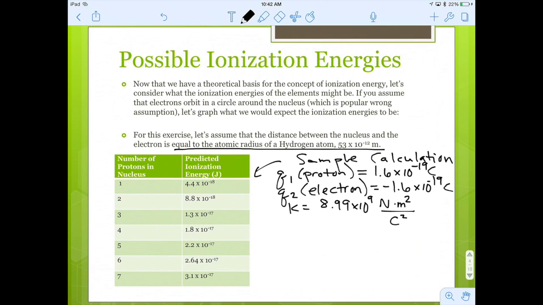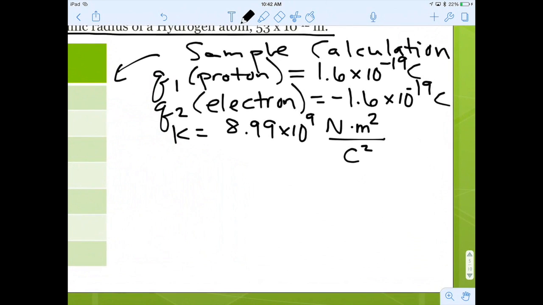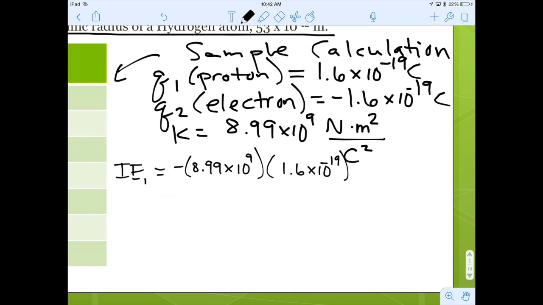Now let's plug and chug these numbers into our ionization energy formula. If we do it for the simplest atom, the first ionization energy for hydrogen, we'll plug in K, which is 8.99 times 10 to the 9. And we'll plug in Q1 for our proton, 1.6 times 10 to the negative 19. And we'll plug in the electron for Q2, negative 1.6 times 10 to the negative 19.